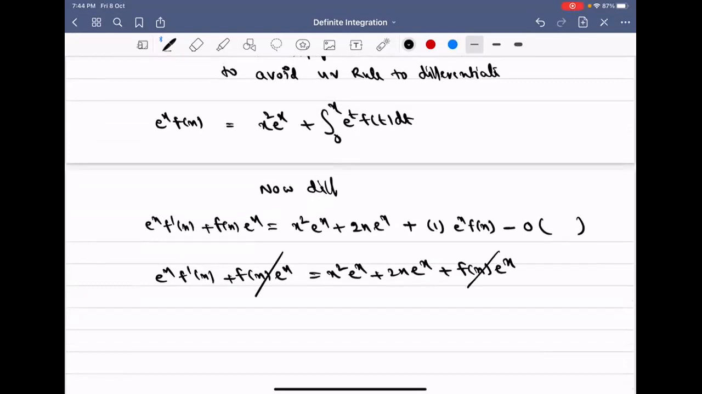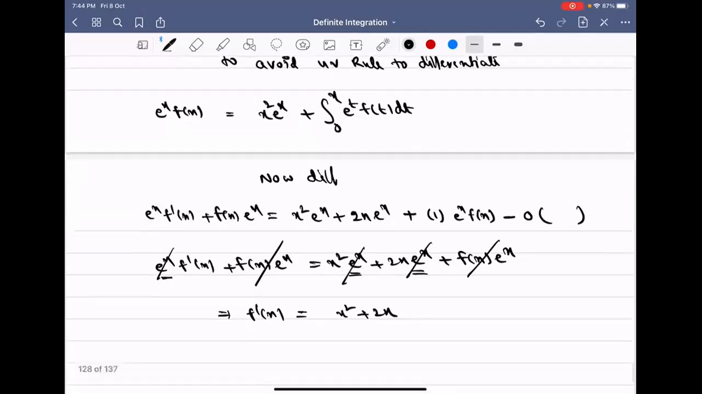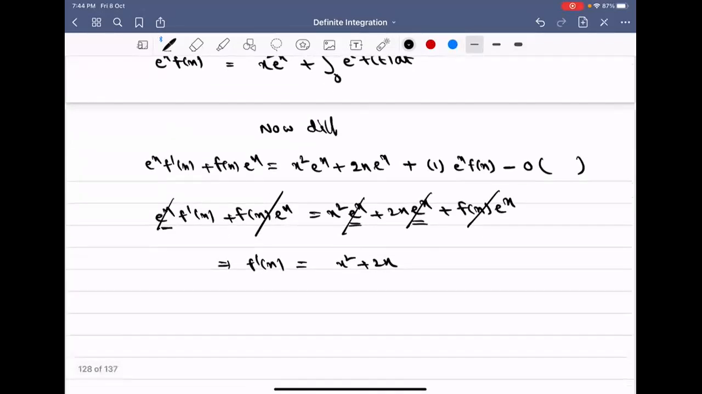So here f of x into e power x on both sides cancel. Then what are you left with? Take e power x out common and cancel. Then what you get? f dash x is equal to x square plus 2x. But our requirement is f of x. Now integrate.